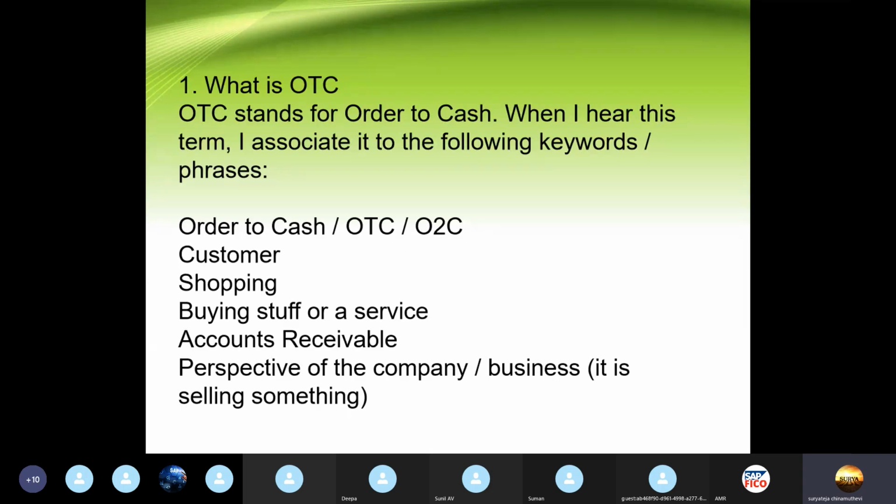So what is OTC? OTC stands for order to cash. When I hear this term, I associate it to the following keywords or phrases: order to cash, or OTC, or O2C. It relates to customer, shopping, buying stuff or a service, accounts receivable, perspective of the company or business. It is selling something.